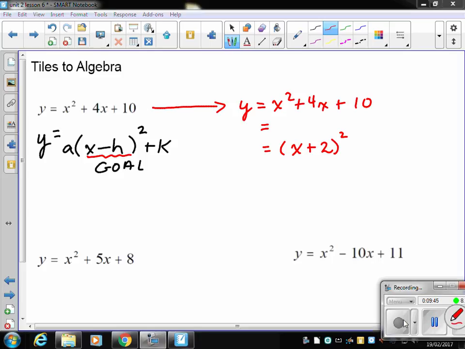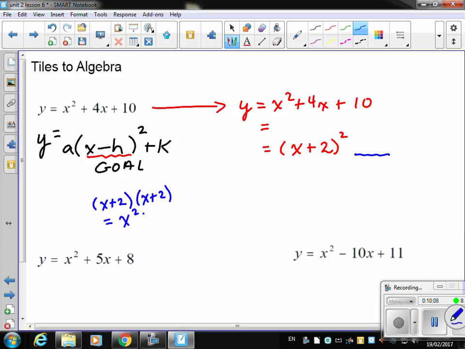Now I need to determine what this number is on the end here. And that's where it gets interesting. I'll show you off to the side why you get this particular number, and then I'll show you what it is. (x plus 2) squared itself is (x plus 2) times (x plus 2). I'm just doing FOIL. x squared plus 2x plus 2x plus 4, which is x squared plus 4x plus 4. So those two I wanted. Yes, but I kind of wanted a 10, not a 4.